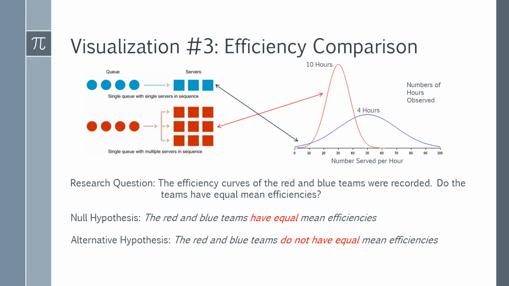So our research question in this case is: the efficiency curves of the red and blue teams were recorded. Do the teams have equal mean efficiencies? We decide our null hypothesis as: the red and blue teams have equal mean efficiencies. And the alternative hypothesis states that the red and blue teams do not have equal mean efficiencies.